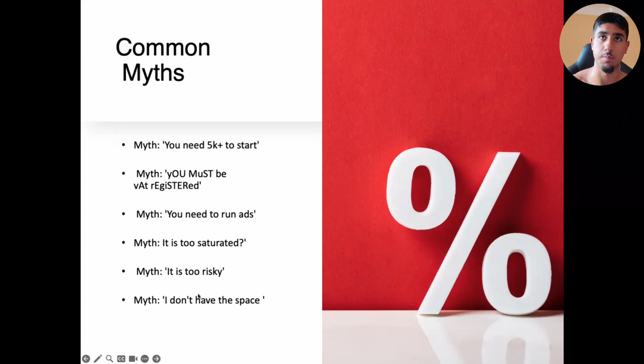You don't actually need the space because one concern may be if we're doing wholesale, we're dealing with loads and loads of boxes and big orders and loads of units, and we don't have the space. So that's another myth, and we're going to go through it.